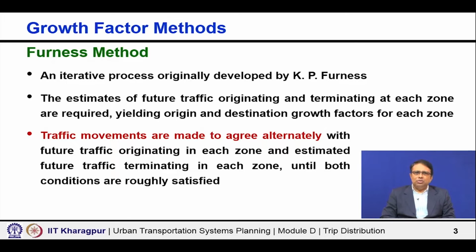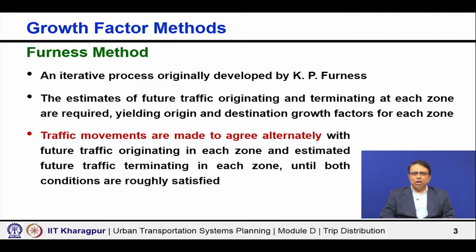In this lecture we will discuss Furness method, which is again an iterative process. What we do here is, estimates of future traffic originating and terminating at each zone are required, yielding origin and destination growth factors for each zone. Suppose we take the matrix, now the column totals have to match with the future column totals and the row totals have to match with the future row totals.